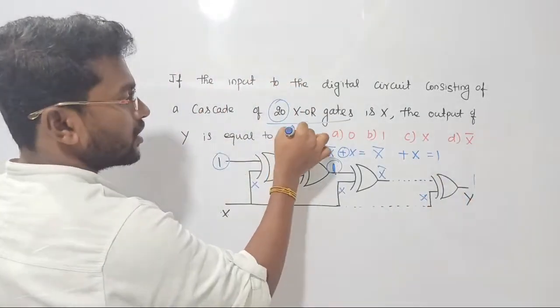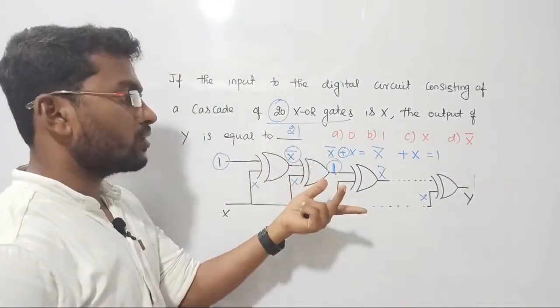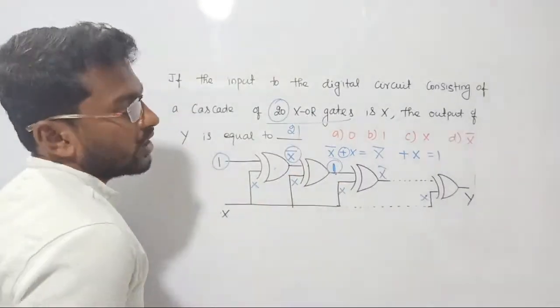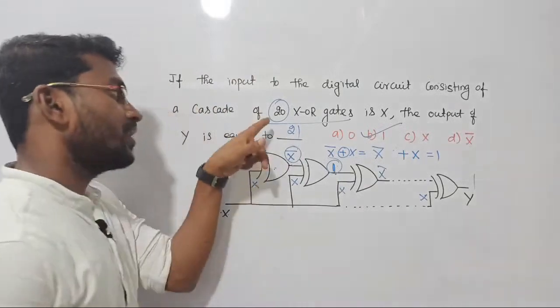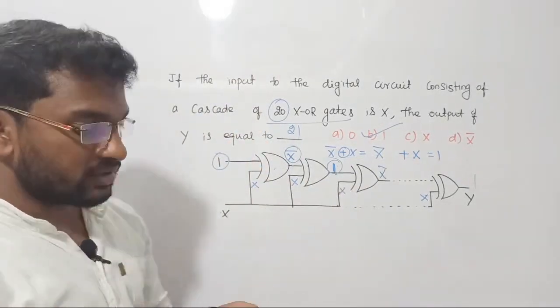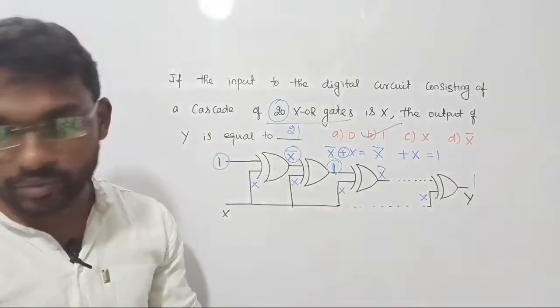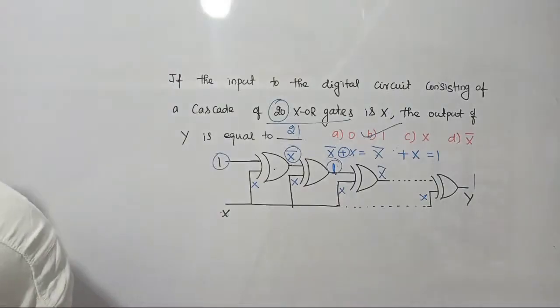Suppose the 21st gate, the output is X bar, again 22nd is 1, 23rd odd number X bar. So what is the answer? This is 1, because you are requested for an even number of gates, right? Odd number கொடுத்திருந்தாங்கன்னா your answer is X bar. I hope things are clear to you all. So the correct answer is which option? B, right?